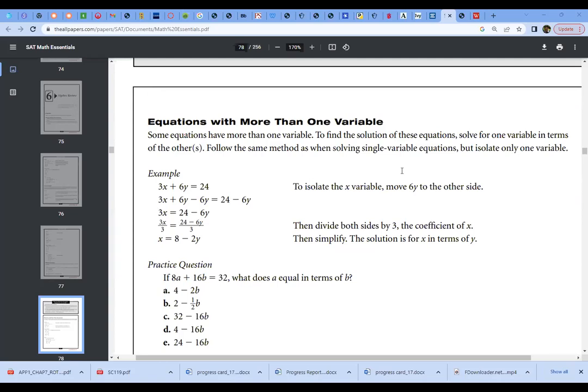Perfect. What does it mean when it says what does A equal in terms of B? We need A in one side and all the other variables on the other side. Oh, okay. We need A equal blah, blah, blah. So we need the second part of the equation.